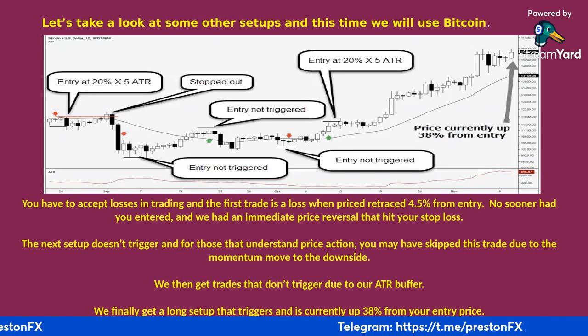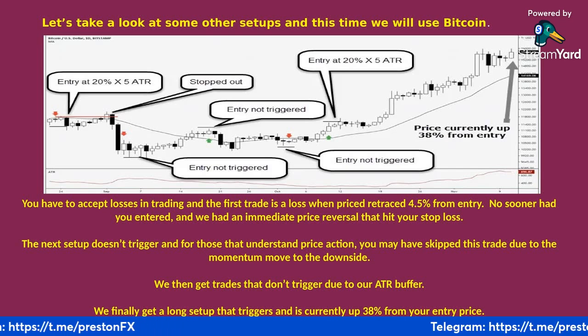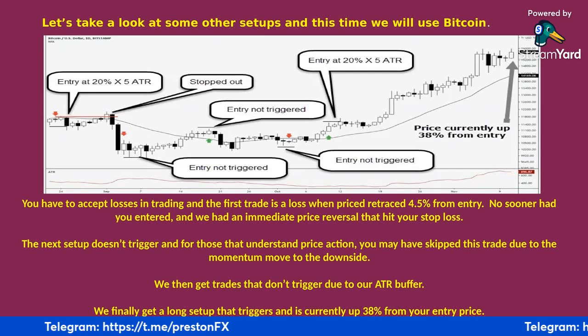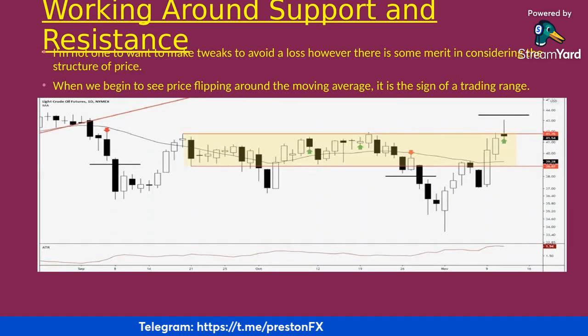As you can see right here, you see the entry, and then it went against us. Then you see the one not triggered. And then you see the entry triggered, and you enter at 20% times the 5 period ATR. Now, when you say the 5 period ATR, that might be different. It isn't going to be 5 ATR. It'd be whatever the ATR says on there. Okay. All right. So working around the support and resistance.